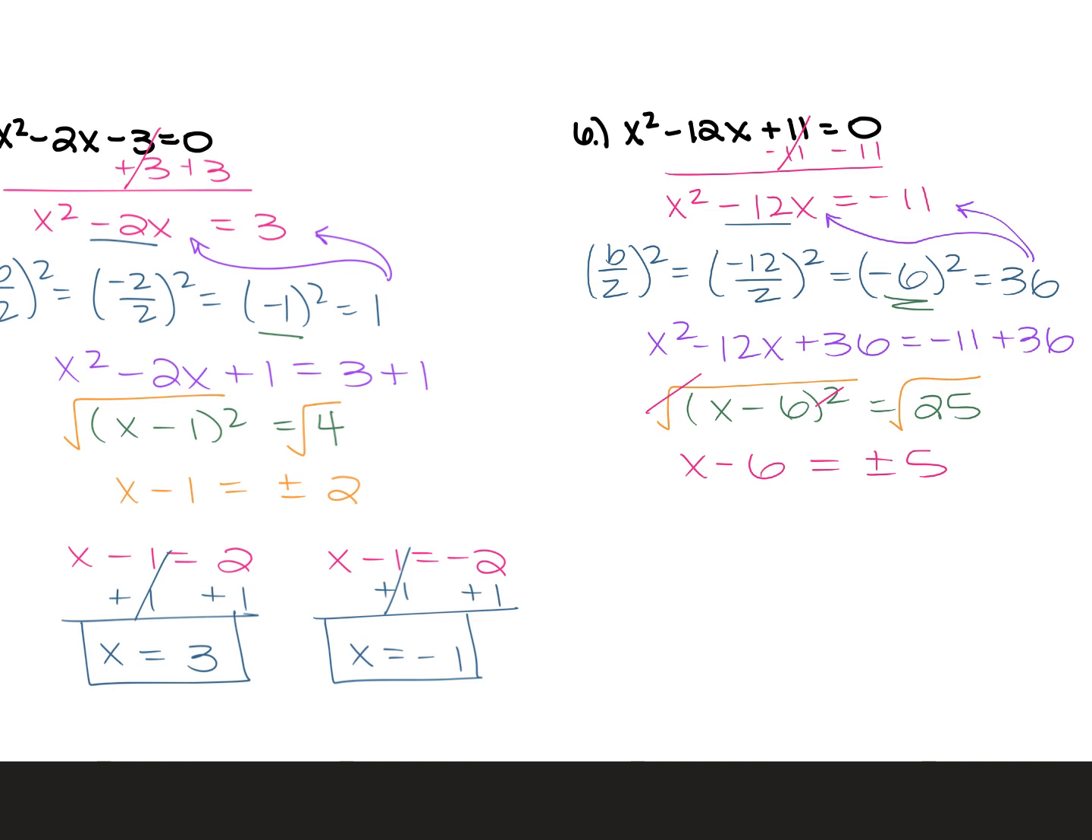Once again, this separates into two equations. One that is x minus 6 is equal to 5. The other that is x minus 6 is equal to negative 5. For both of these, you are going to add the 6 over. So that gives you that x is equal to 11 and x is equal to 1.